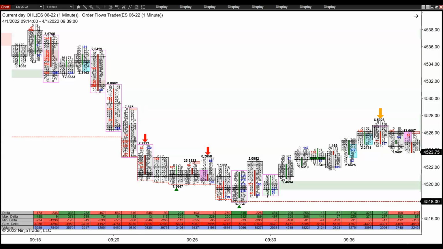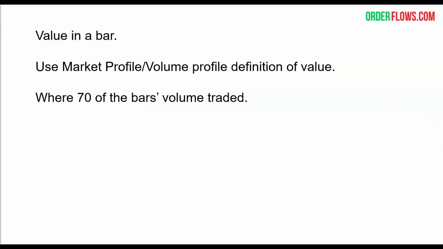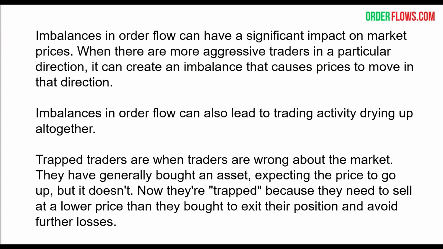Okay, so the next thing I want to talk about is imbalances in a bar. We're all familiar with what imbalances are. It occurs in the bar when you have more aggressive buyers than aggressive sellers, or vice versa, more aggressive sellers than aggressive buyers. And really what you're looking for with imbalances is when there are more aggressive traders in a particular direction, that's what's going to create that imbalance. And generally, you're expecting prices to move in that direction.